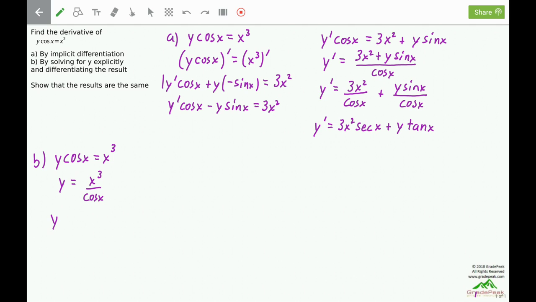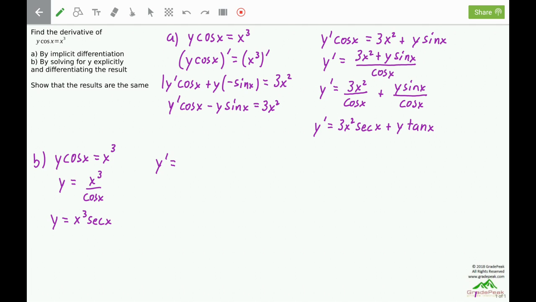That will require a quotient rule, but we do have the option of replacing the 1 over cosine of x with a secant of x, and we can write it as x cubed times secant of x and opt for the product rule instead for the derivative. Now let's find the derivative y prime.